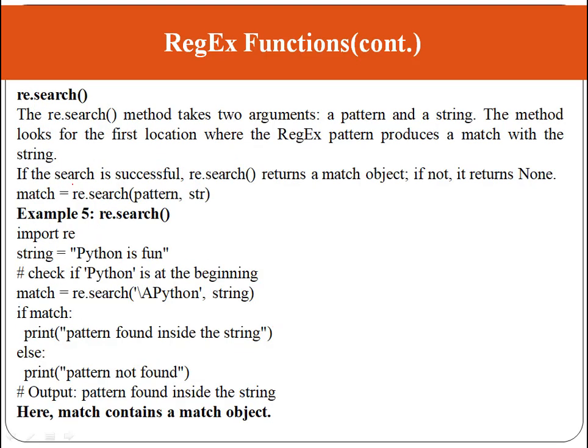re.search. This method takes two arguments: one is the pattern, another is the string. The method looks for the first location where the regular expression engine produces a match with the string. If the search is successful, it returns a match object, and if there is no match, it will return None.